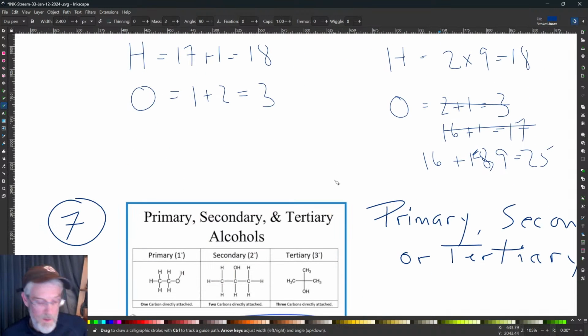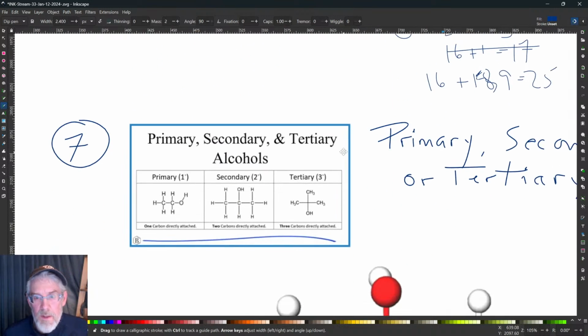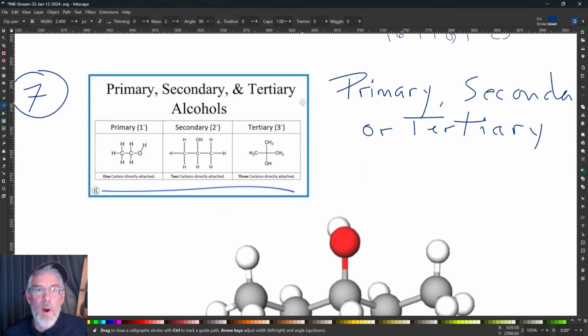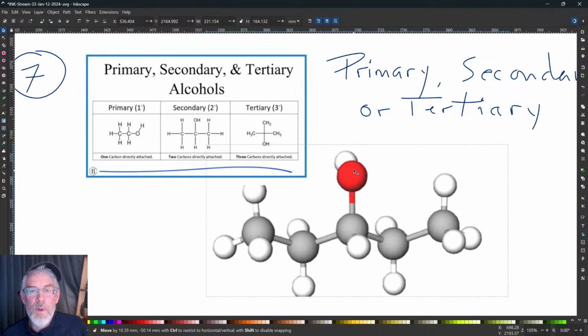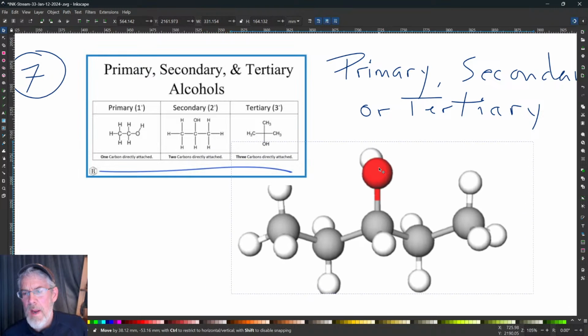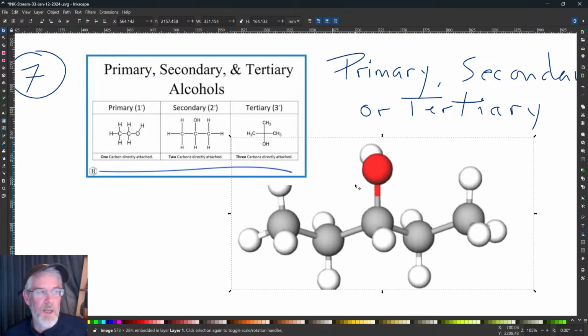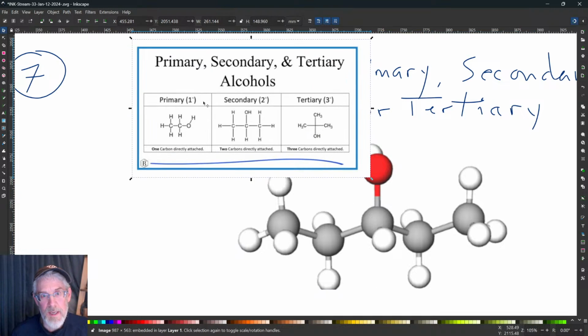All right, where are we at here? Why don't we play with some primary, secondary, and tertiary alcohols, because that always comes up mainly on organic chemistry, but sometimes in general chemistry. So is this a primary, secondary, or tertiary alcohol? That's the question. I even gave you this little thing here.